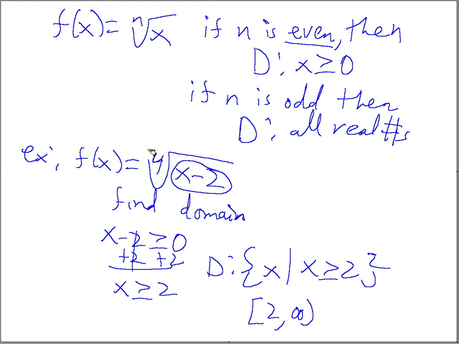But again, if the root index is even, we need to make sure the inside, the radicand, whatever's inside the radicand, is always bigger than or equal to what? 0. Okay? Let's try another one. Let me go and clear out the screen.